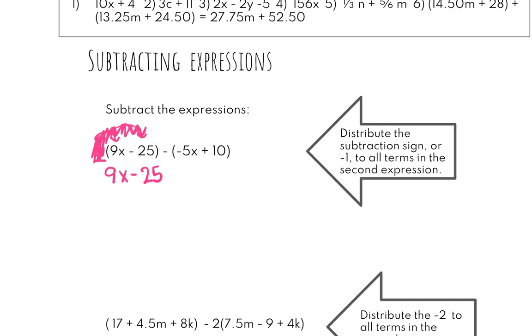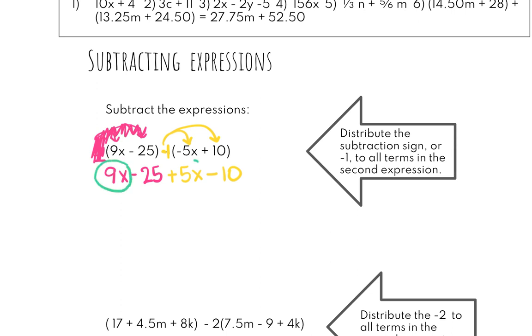Where we can't rewrite is right here, because there is a -1 or a subtraction sign here. We're going to distribute that -1 to both of these terms within these parentheses. So -1 times -5x is positive 5x. -1 times positive 10 is -10. So the difference here with that second term is that we're distributing that negative throughout the parentheses of that expression there. From here, this is where the combining like terms happens.